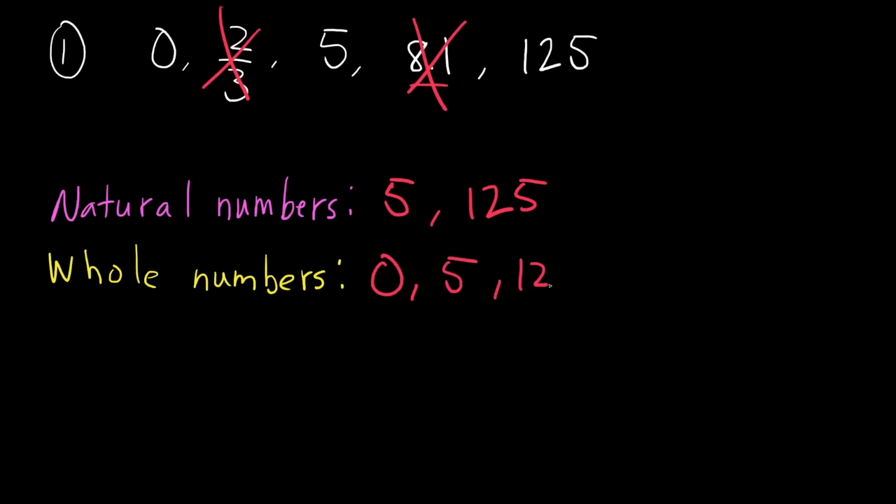So for whole numbers, we're just left with 0, 5, 125. Because whole numbers include natural numbers, we automatically get 5 and 125, and we also get that 0. So we get 0, 5, and 125.